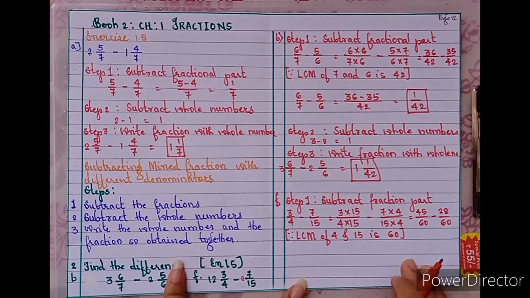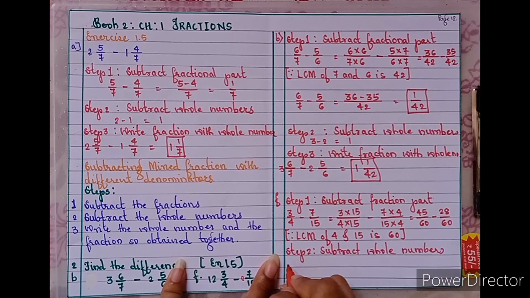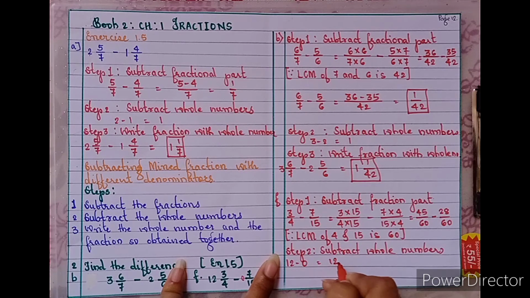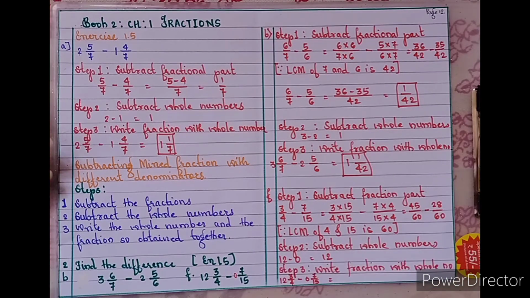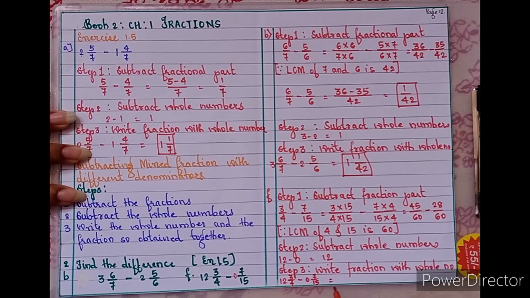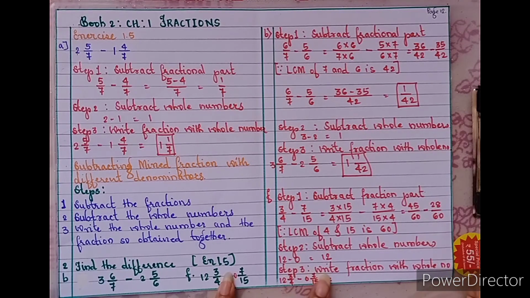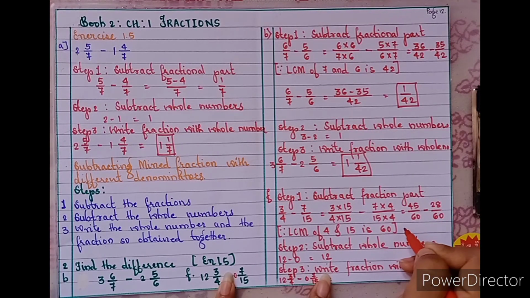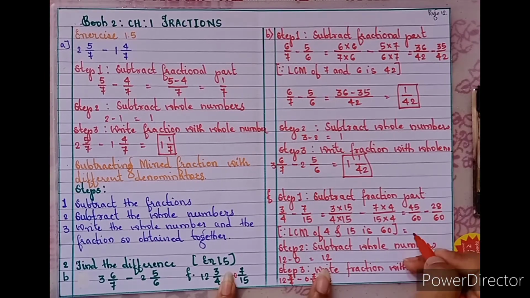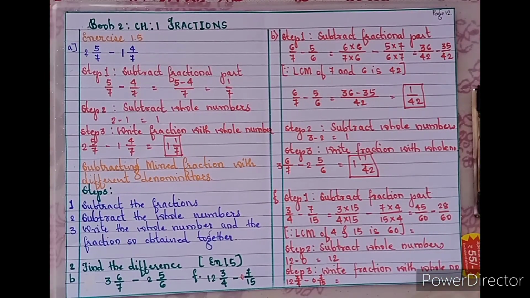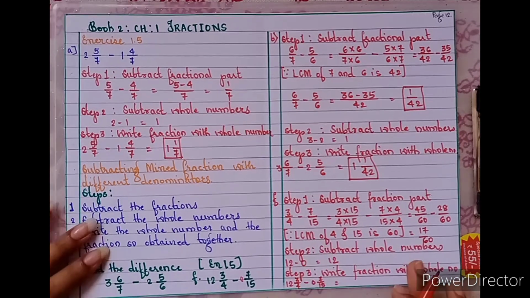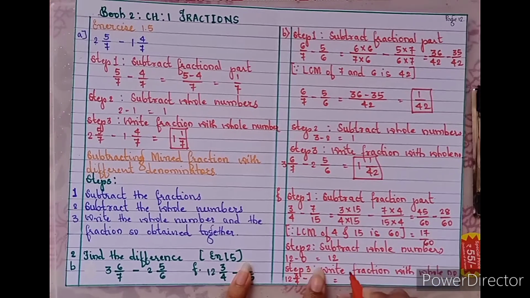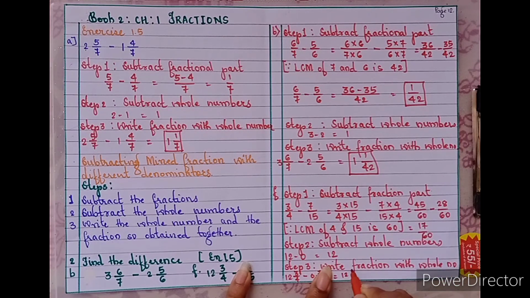Let's carry out the next step. Step 2: Subtract whole numbers. 12 minus 0 equals 12. Step 3: Write fraction and whole number together. Therefore 12 and 3 by 4 minus 0 and 7 by 15 equals, what is our fraction obtained here? Sorry, I have not written it here. Yes, so let's see here. 45 minus 28, 17. So it is 17 by 60. Okay, so let's write 12 and 17 upon 60, and hence the answer.